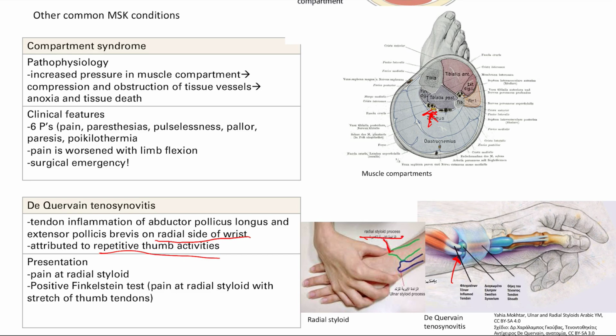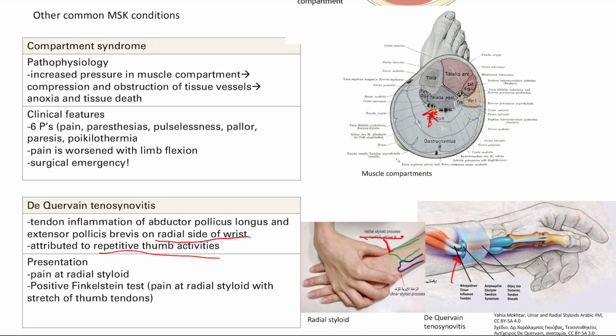And there's a positive Finkelstein test, which is, again, you reproduce pain at the radial styloid when you stretch the thumb tendons. So imagine you stretch the thumb. It's the same idea. This is how you get the disease. You stretch the thumb tendon, it's going to rub around. It's going to cause inflammation and pain.